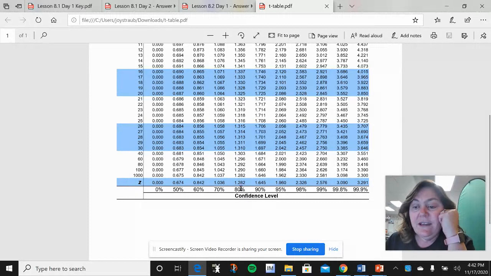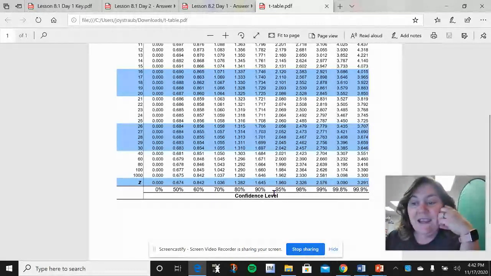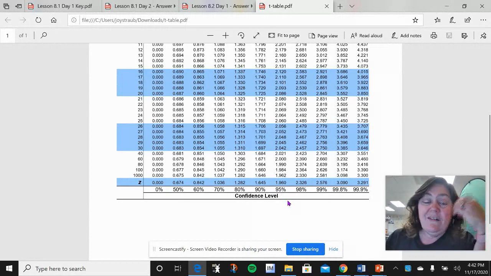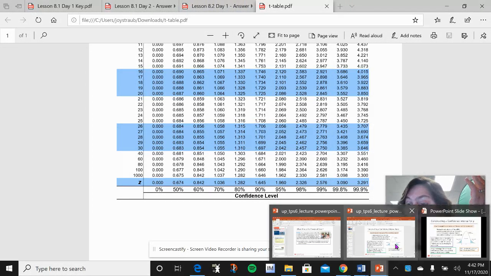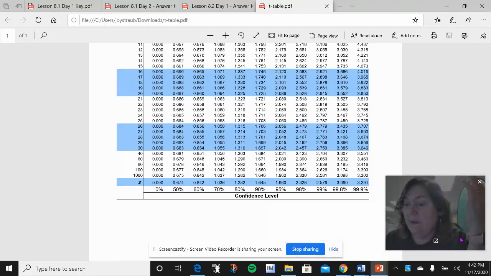So you could find here, if you get the 80%, you look at the Z to infinity on your table, and so 80% went to 1.282, here's 90%, 95. 95 is the most common, so most of the time we're just going to have memorized that the critical value is 1.96.